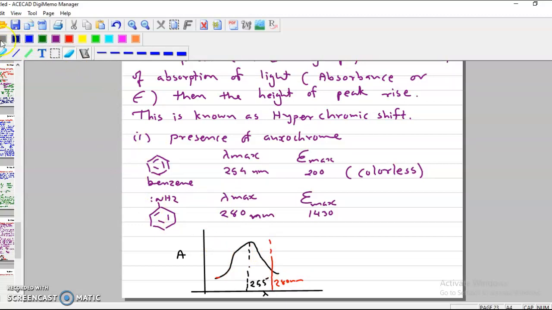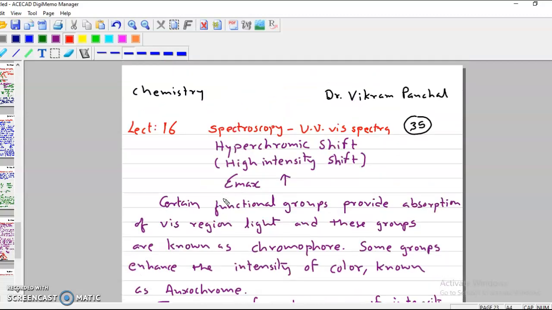And here for benzene, this epsilon maxima is say 200. Then for aniline it will be very high. So it will go like this and comes here. So this is lambda maxima 280, but epsilon value will be increasing to 1430. Okay, so this way the intensity of the graph increases, the height of the graph also increases. That is due to the presence of oxochrome.